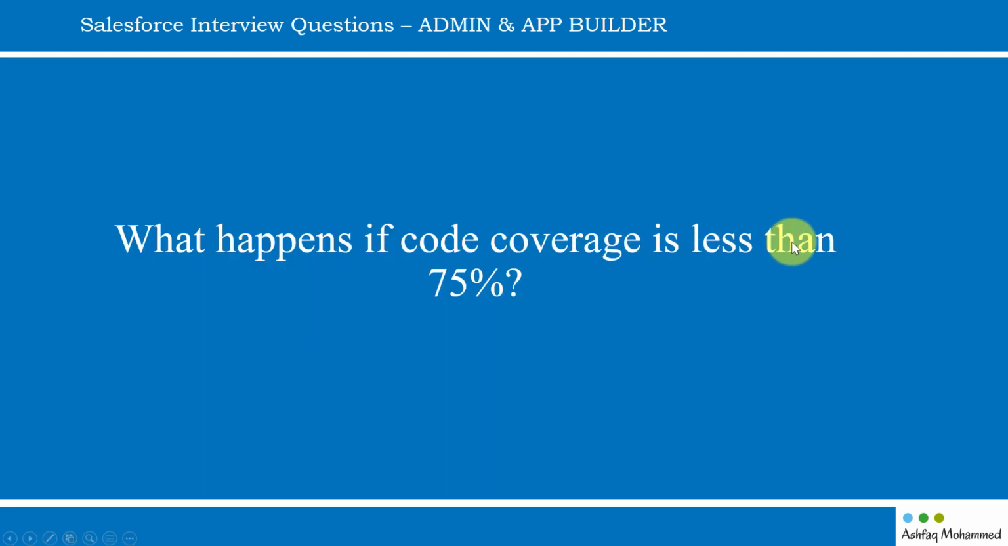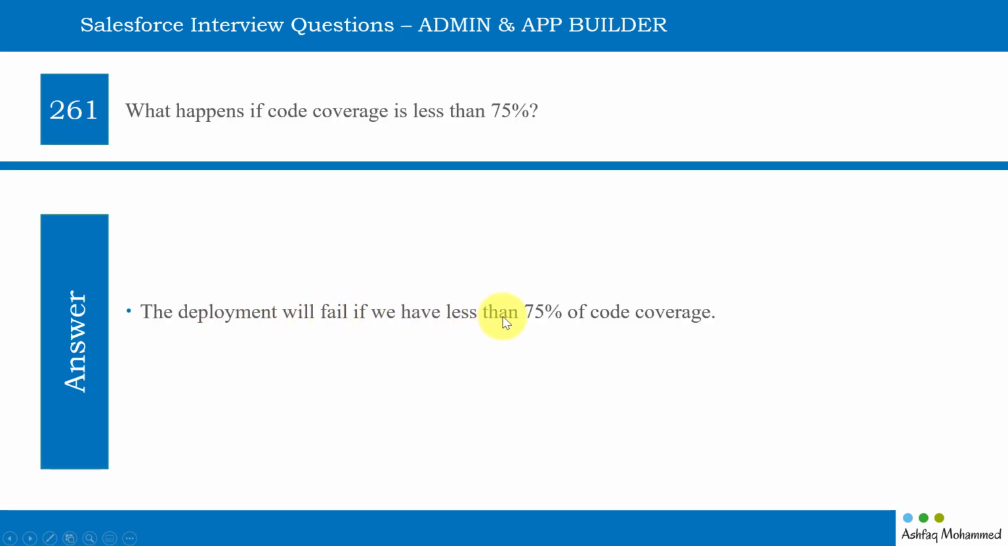What happens if the code coverage is less than 75%? The deployment will fail if we have less than 75% of code coverage. Then what do you have to do as an administrator? Then you have to reach out to the developer. So the very first thing is, before even the deployment date, you should verify what the code coverage is, right? So you should not wait until the deployment date.